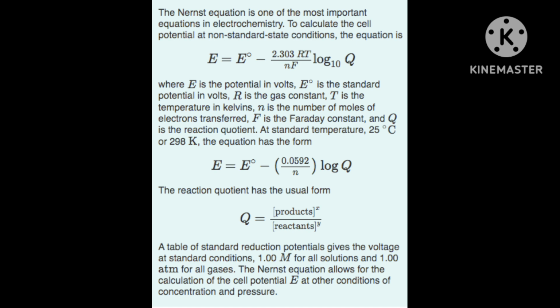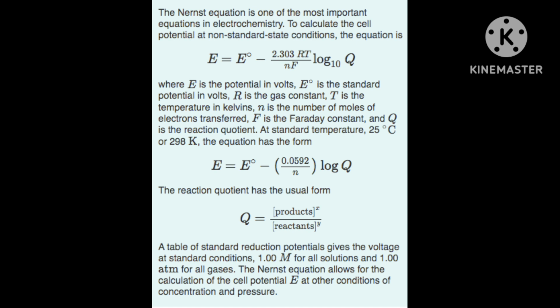Third step: in the place of Q, in the whole expression, write E is equal to E naught minus RT divided by nF into ln. In place of Q you can write like this only: molar concentration of M divided by molar concentration of the metal ion.